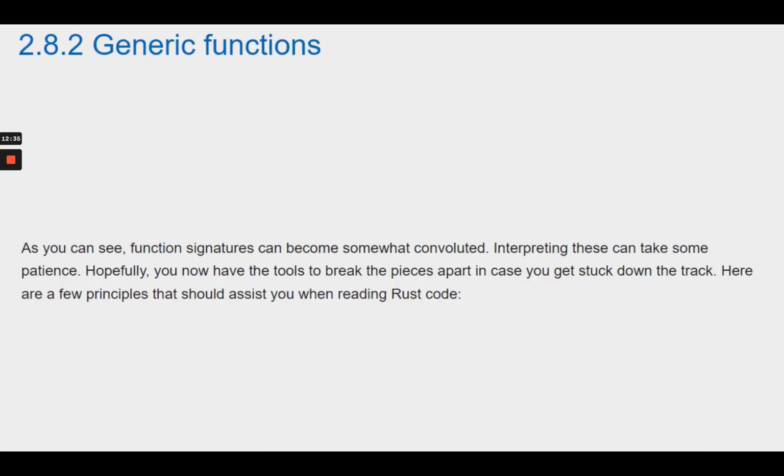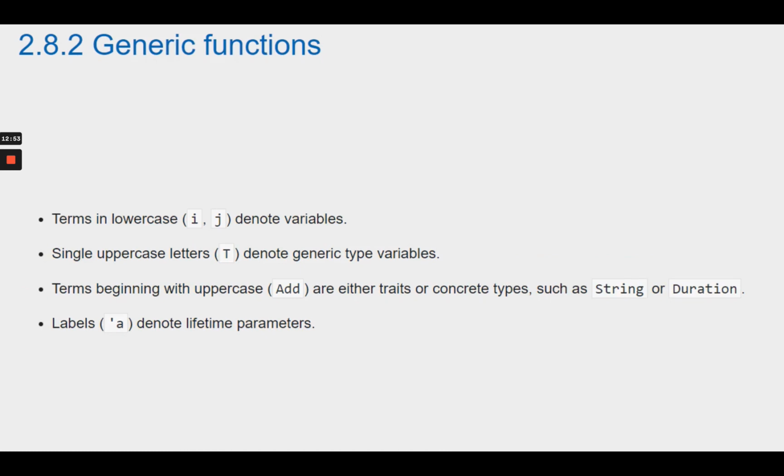As you can see, function signatures can become somewhat convoluted. Interpreting these can take some patience. Hopefully, you now have the tools to break the pieces apart in case you get stuck down the track. Here are a few principles that should assist you when reading Rust code. Terms in lowercase, i and j, denote variables. Single uppercase letters, T, denote generic type variables. Terms beginning with uppercase, Add, are either traits or concrete types, such as String or Duration. Labels, single quote a, denote lifetime parameters.